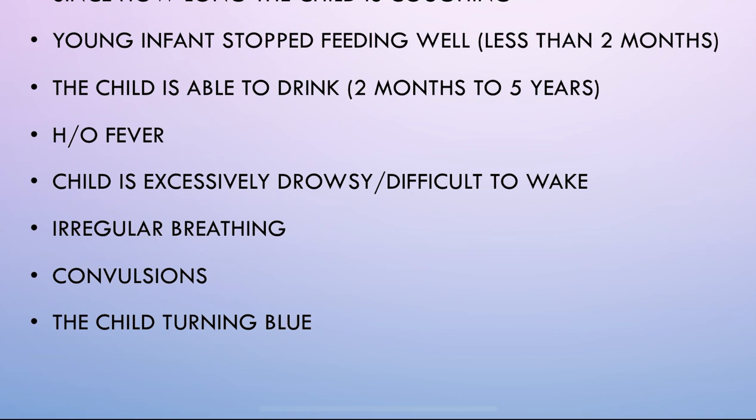If he's aged up to 5 years, you can see if the child is not able to breastfeed, if it is 2 months and above. And then we have history of fever. We need to elicit the history of fever. If the baby is drowsy or difficult to wake up, if there are any patterns of irregular breathing, absence of breathing for some time, and then convulsions, history of convulsion has to be taken, and any history of treatment, or then is the child turning blue? We need to find out.